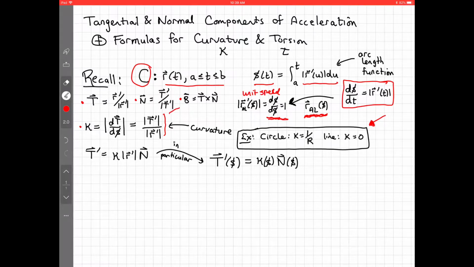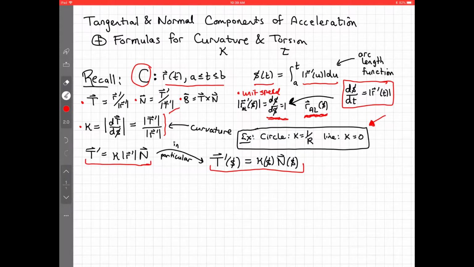If we keep in mind the way that N is defined, then if you take the definition of N and you multiply and divide the denominator by r prime and reinterpret length of T prime over length of r prime as kappa, do a little bit of algebra, we end up with this nice relationship, that the derivative of the unit tangent is curvature times length of r prime times N. If you use an arc length parameterization, this becomes an even nicer formula. With respect to arc length, T prime equals kappa times N, because with respect to arc length, the length of r prime is 1, because we're dealing with a unit speed curve.